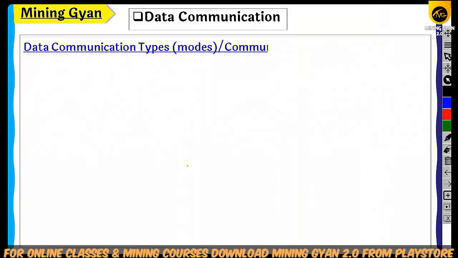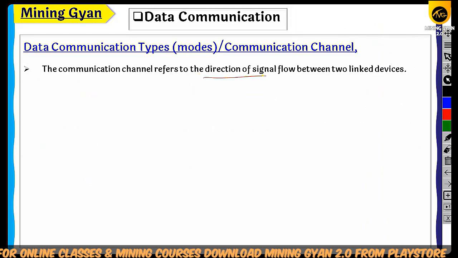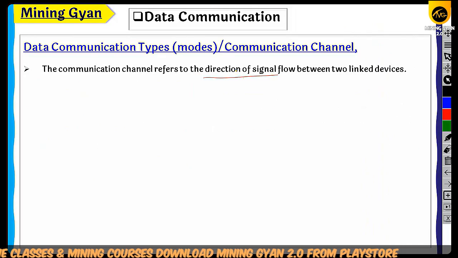So the next is the data communication types or modes, or we can say the communication channels. The first one is the simplex channel. Okay, the communication channel refers to the direction of signal. Okay, communication means the data transfer from one place to another place.